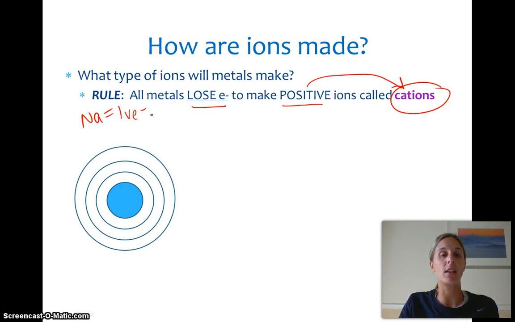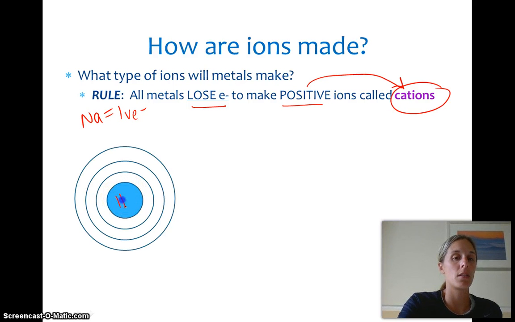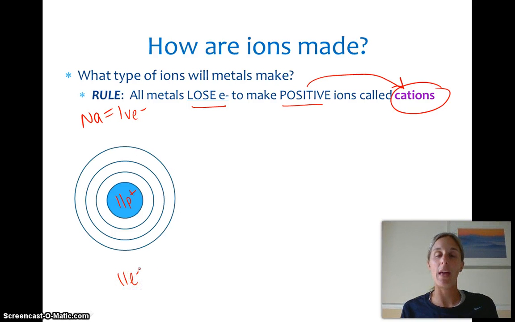It tells us that we have 11 protons in our nucleus, and it also tells us that we start with a total of 11 electrons, because we know that based on the atomic number, that tells us how many positive and negative pieces we have.